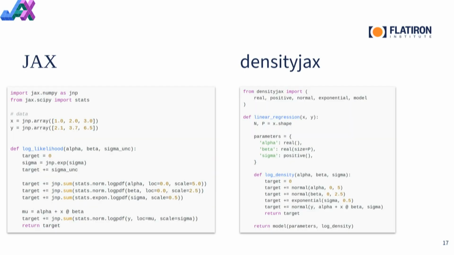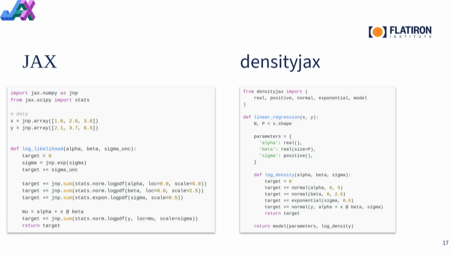But the JAX panel here is exactly the same code as a couple slides ago. And then this is using a library that we're tentatively calling density JAX. And there's really nothing magic in there. I promise we did not invent a new language. It's all just simple Python functions. Things like this exponential function really just are jnp.sum stats.expon.logpdf. There's nothing magic in there.